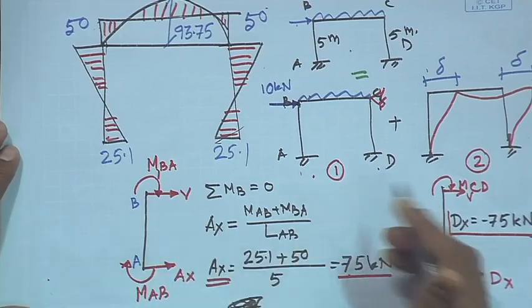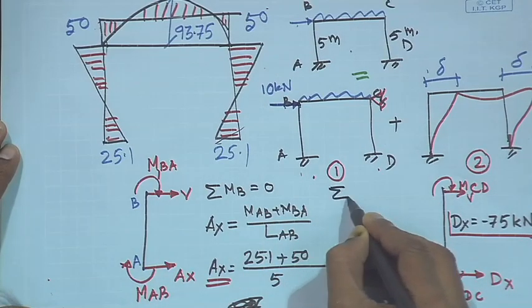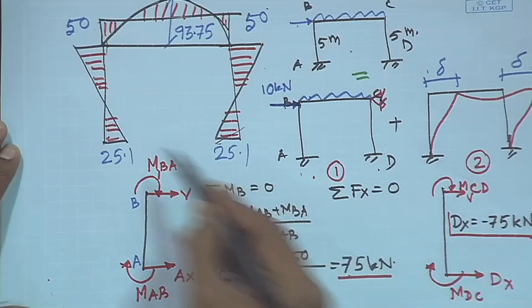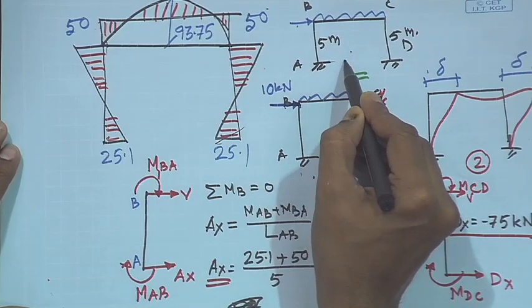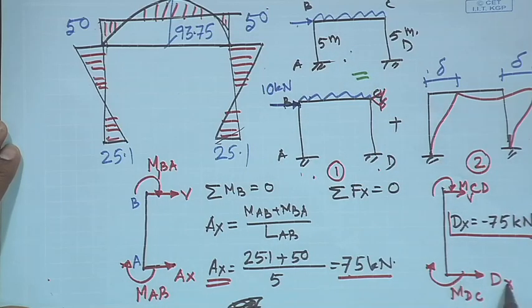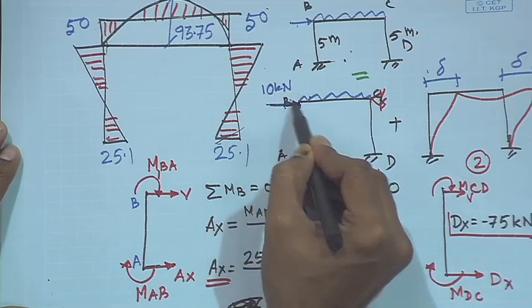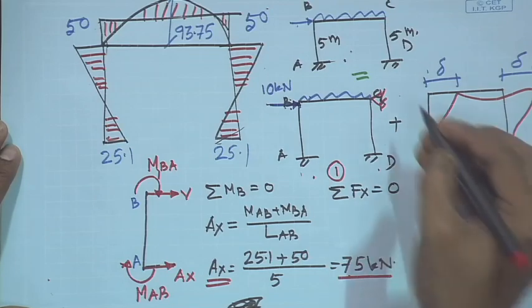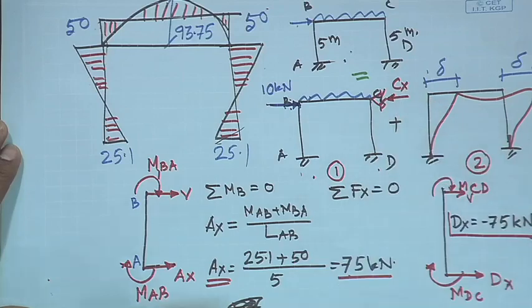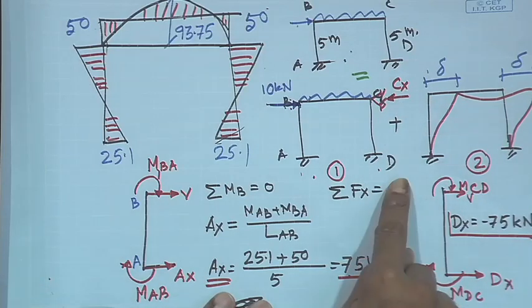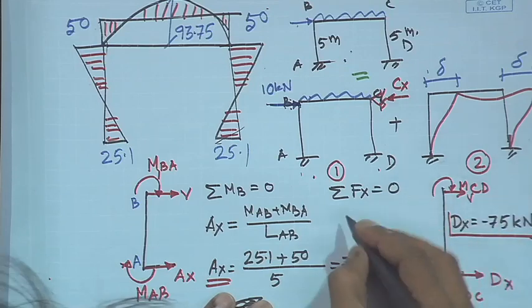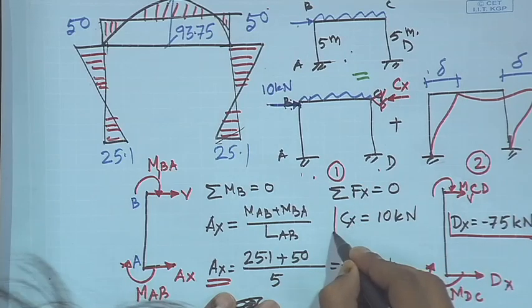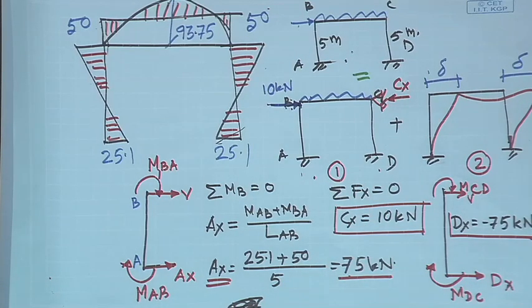Then you apply the equilibrium condition, again here itself we can do that. The equilibrium condition will be summation of Fx is equal to 0, and what are the forces we have in Fx? We have reaction Ax, reaction Dx, and then horizontal load 10 kilonewton, and then reaction Cx which is in this direction. Okay. Now, if we apply all this, we get Cx is equal to 10 kilonewton.